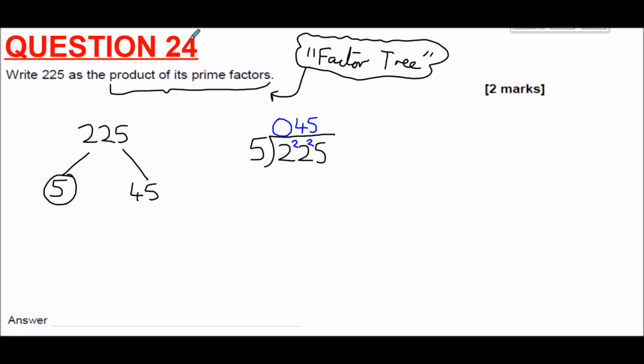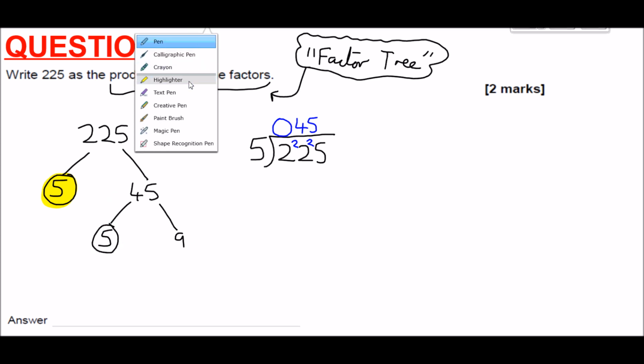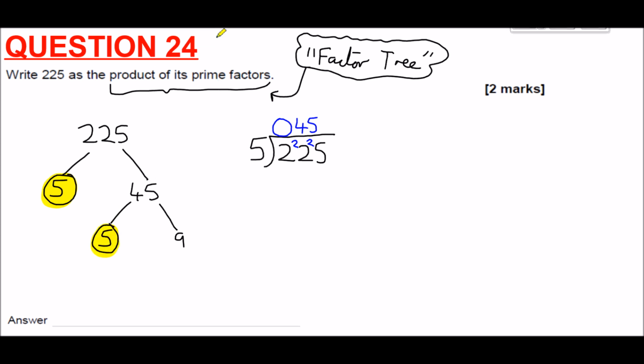Whenever you get a prime number, circle it and leave it alone. So 5 is a prime number, so leave that one alone, but 45 isn't, because again, we can divide 45 by 5, which should be 9. 5's prime. 9 isn't though, because 9 is a square number. 9 can be divided by 3, which would give us 3. Now you've got primes at each end, there's nowhere else to go, you've finished.